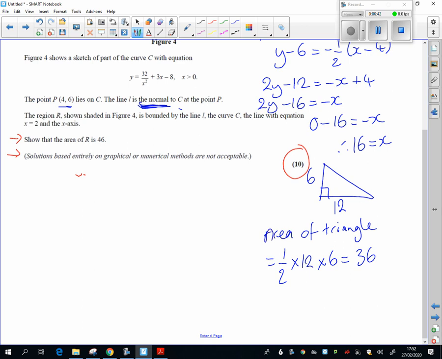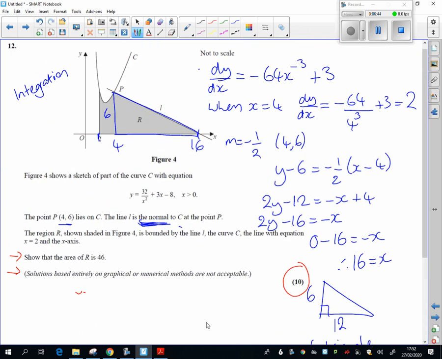Okay, so let's go back up to our diagram. Right, so that triangle has an area of 36. And we've already discussed how we're going to get the other part of the area, and that is going to be to integrate the curve between 2 and 4. Okay, so scroll down a bit and we'll do that.